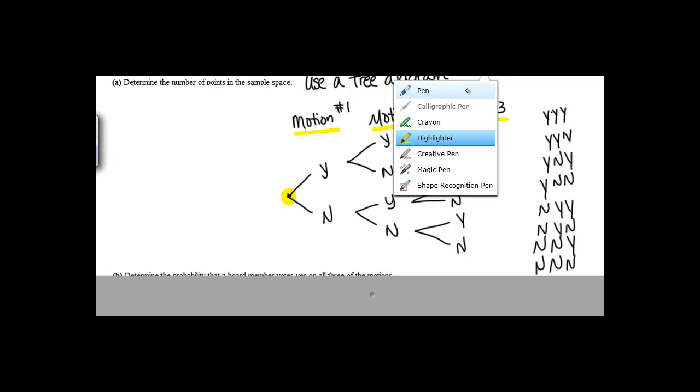So I've listed all of those different outcomes, which gives me a sample space of 1, 2, 3, 4, 5, 6, 7, 8. So we have 8 points in our sample space. We also could have come up with that using the counting principle.